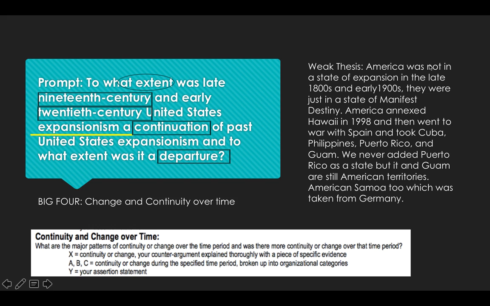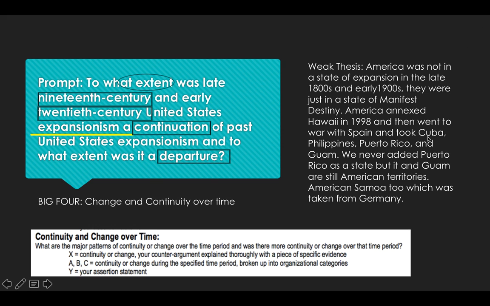So a weak thesis: America was not in a state of expansion in the late 1800s and early 1900s. They were just in a state of manifest destiny. America annexed Hawaii in 1998 and then went to war with Spain and took Cuba, Philippines, Puerto Rico, and Guam. We never added Puerto Rico as a state, but it and Guam are still American territories. American Samoa, too, which was taken from Germany. Give you a minute to think about why this is a weak thesis.